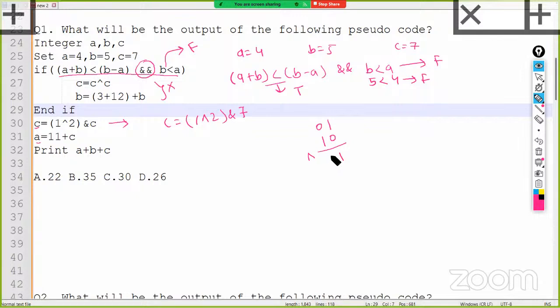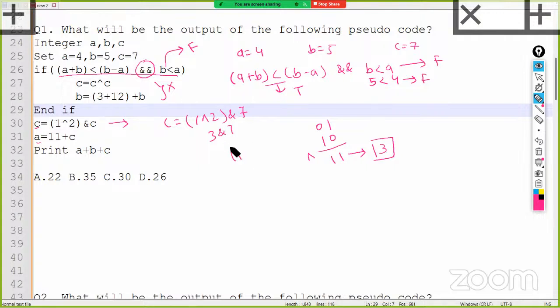1, 1 again, 1. And if you convert this binary to decimal, the result will be 3. So we know that 1 XOR 2 becomes 3. Now 3 AND 7 I have to calculate. So binary of 3 I already have with me, that is 1, 1.